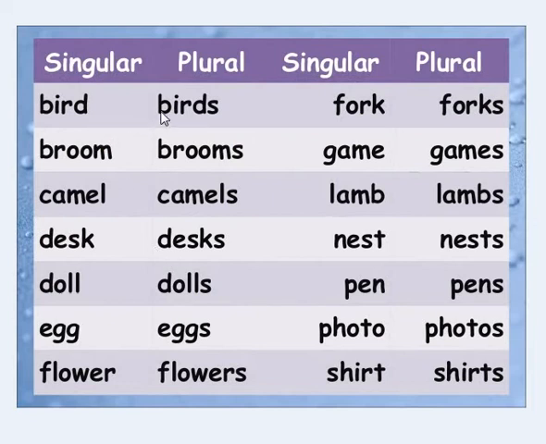For example, bird, birds. Broom, brooms. Camel, camels. Desk, desks. Doll, dolls. Egg, eggs. Flower, flowers. Fork, forks. Game, games. Lamb, lambs. Nest, nests. Pen, pens. Photo, photos. Shirt, shirts.